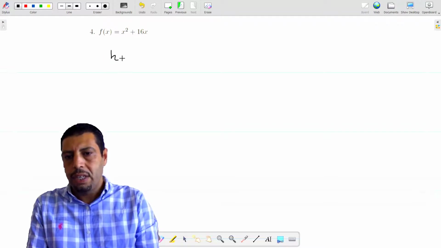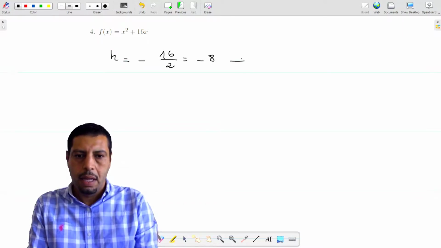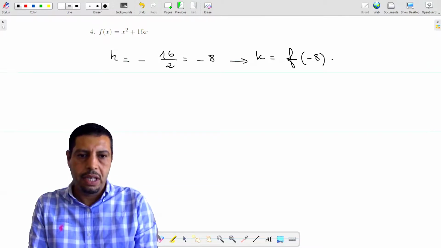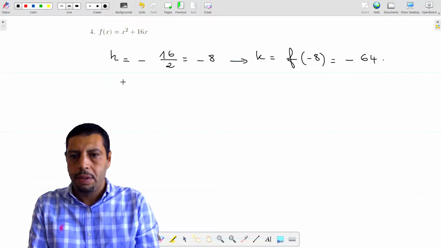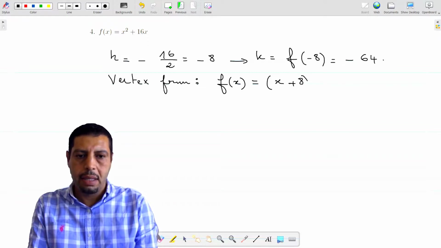So first of all, we compute h, negative b over 2a, so negative 16 over 2, which is negative 8. k is f of negative 8, which is negative 64. Okay? Now, we write our vertex form, which is f of x equals, a is 1, so it's directly (x minus h) squared, so (x plus 8) squared minus 64.